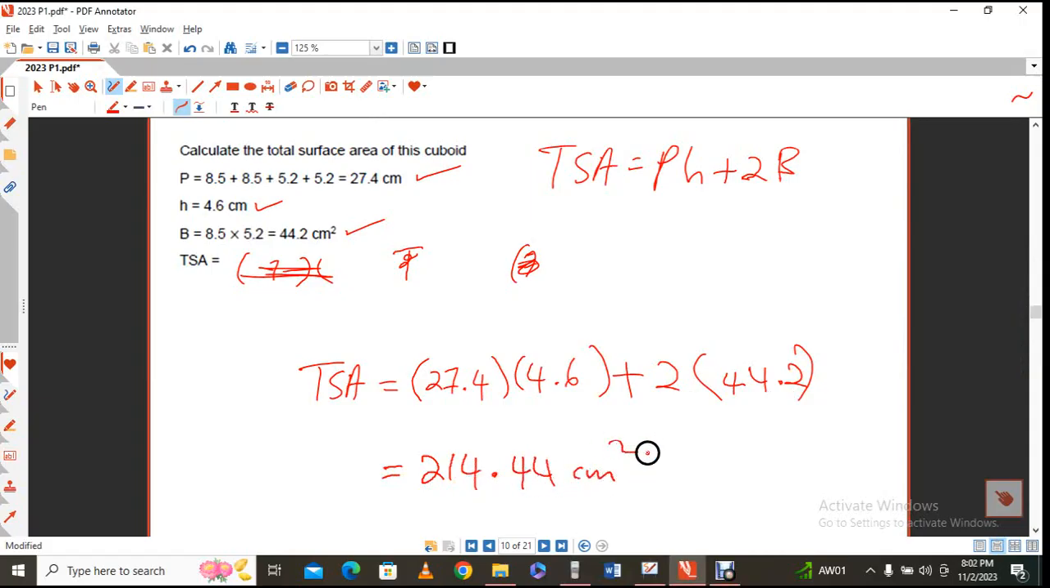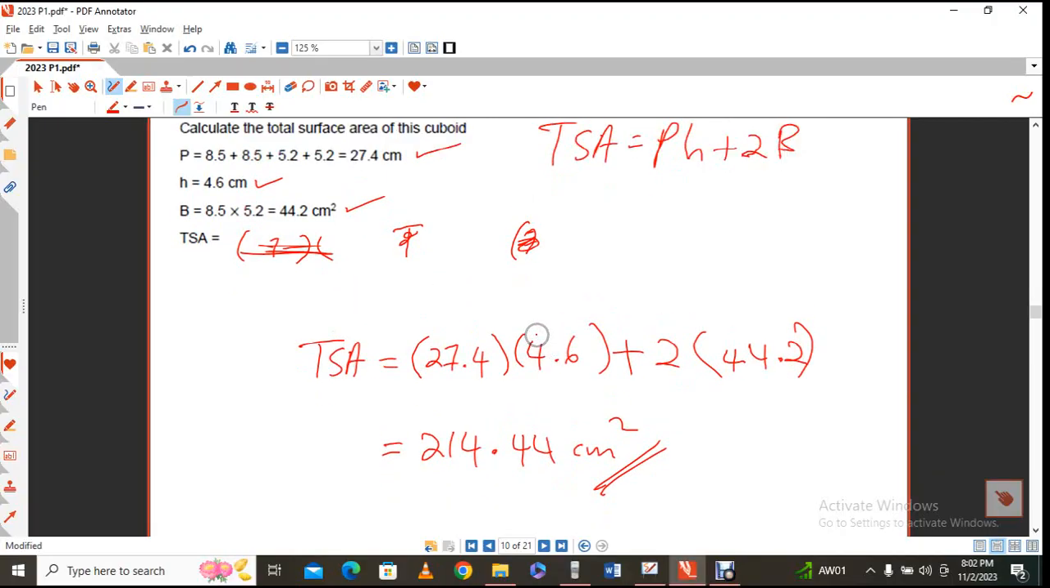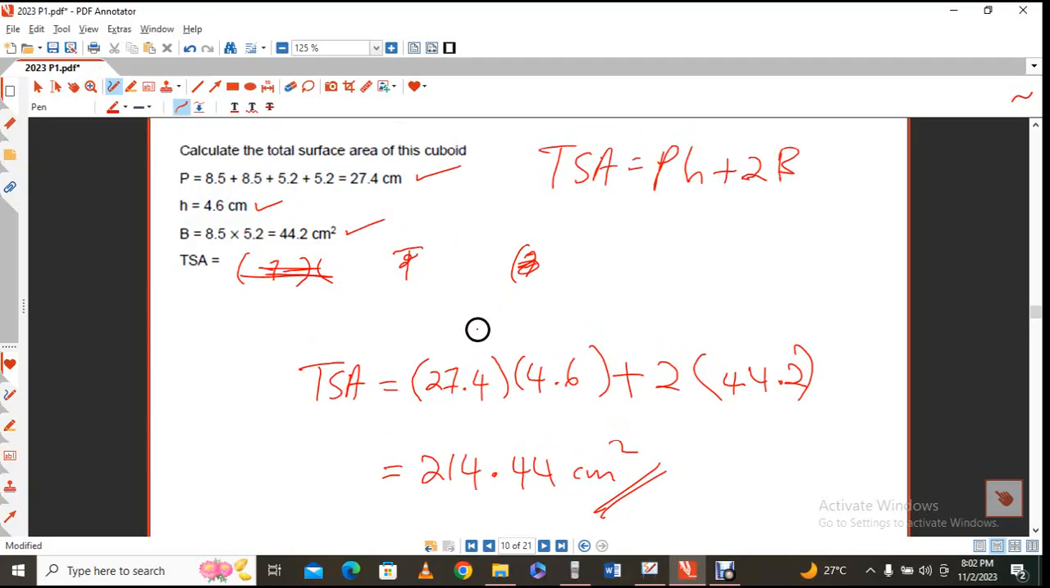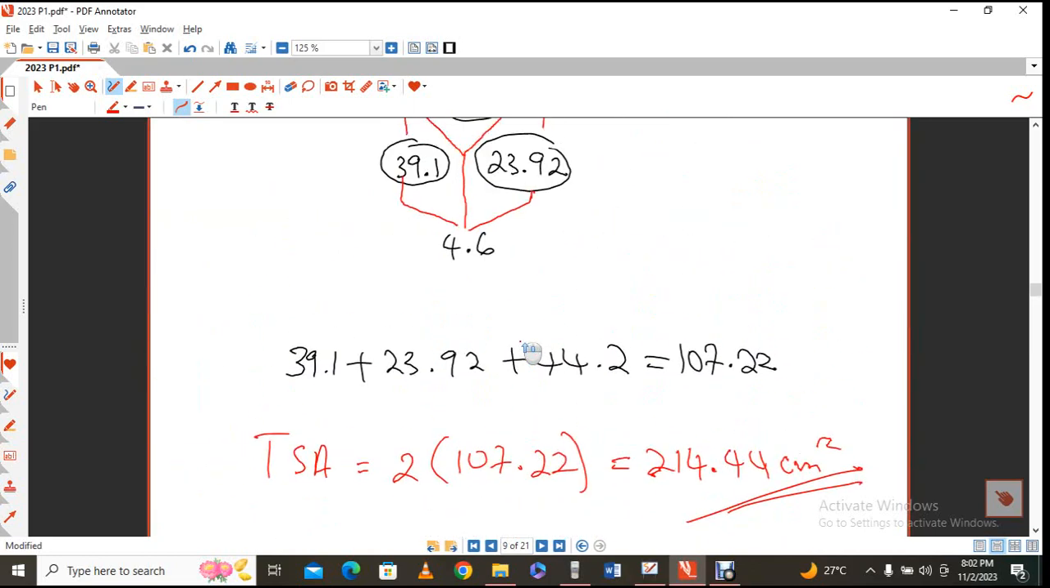214.44 centimeters square. There's something about lateral area. Of course, you don't have to really know some of this terminology, but essentially it's that lateral area plus 2 times the area of the base that gives you the total surface area of this cuboid or rectangular prism. But you agree with me, in all these 3 methods that I was using, this one with the y is perhaps easier.